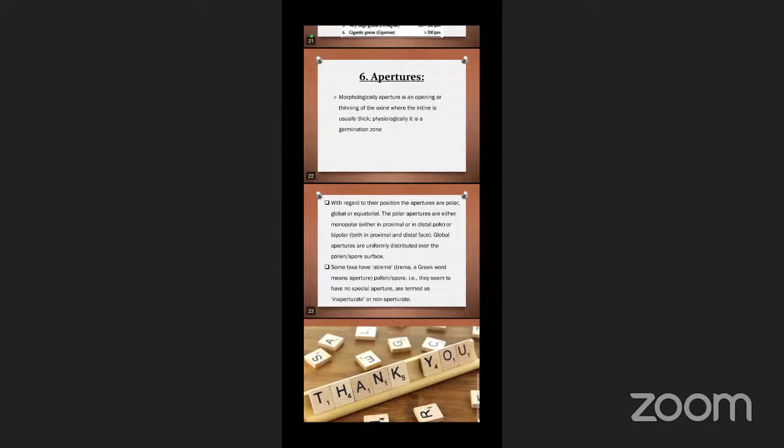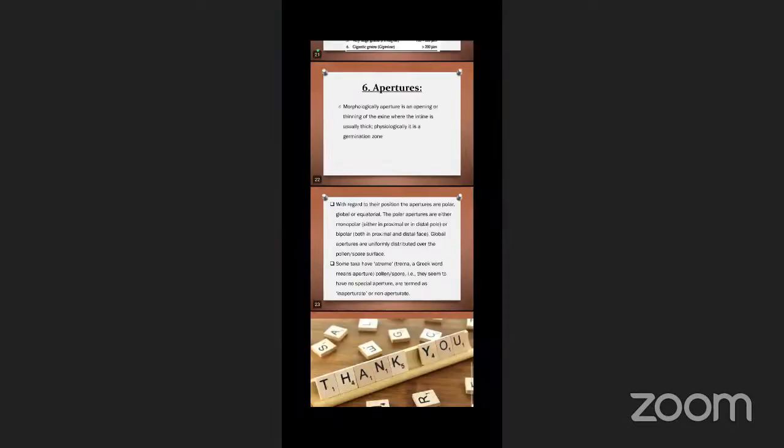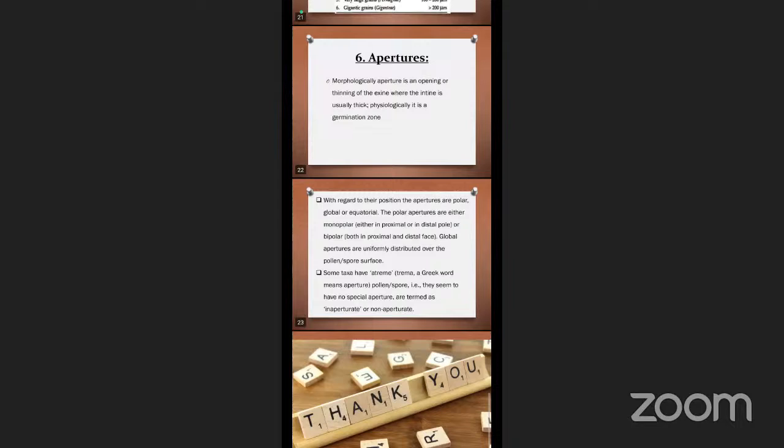Yes, sir. The largest grain is present in Mirabilis. And now another consideration in pollen taxonomy, aperture type.